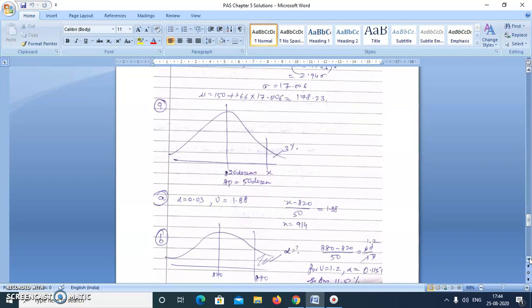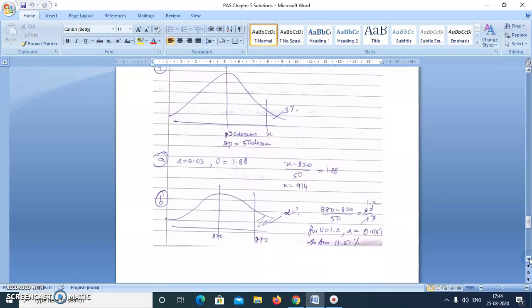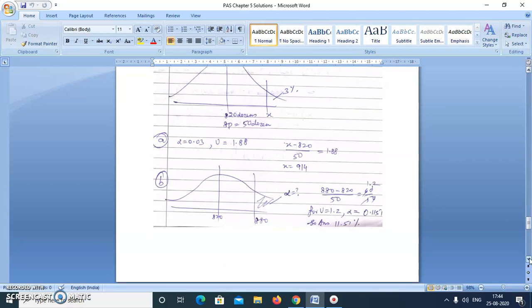Now in the second part, if the maximum capacity of the store is 880 dozen and this capacity is used to the full, what is the probability of failing to meet all the week's orders? So now in this case, x is given as 880 and we have to find alpha. So x minus mu upon sigma will give us the value of u to be 1.2, and for this value we will see the alpha from normal distribution table, which is 0.11. That means approximately 11.51% is the answer, and that is the probability of failing to meet all the week's orders.